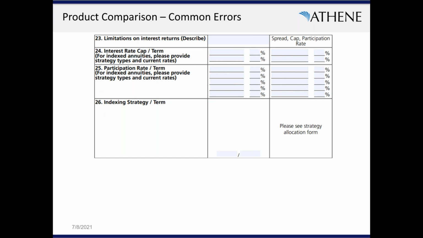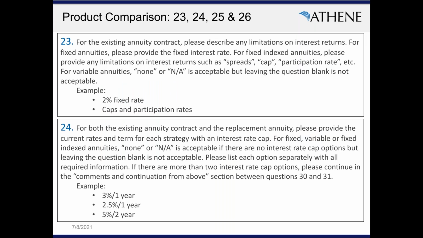So in the product comparison form, question 23 asks for limitations on interest returns. And again, on the Athene side, we try to give you an example of what we're looking for. Spread, cap, par rate. 24, interest rate cap, term. 25, participation rate, term. 26, indexing strategy, and term. So let's walk through exactly what is expected.